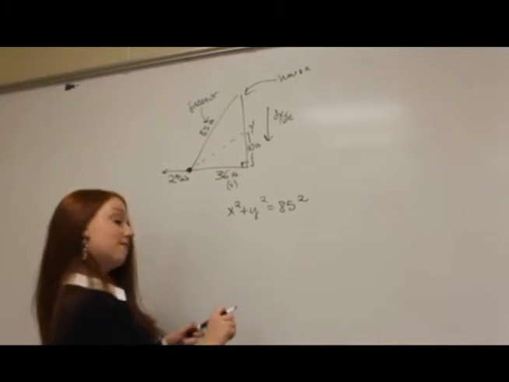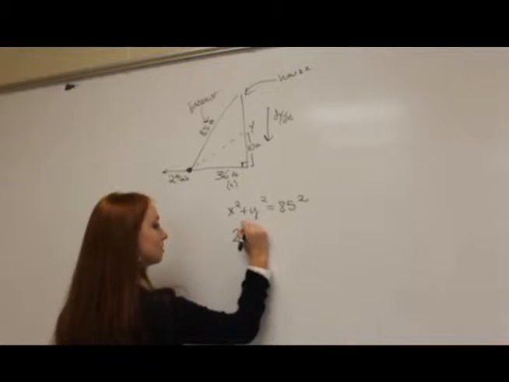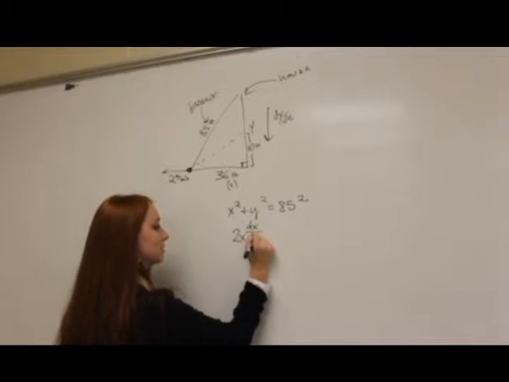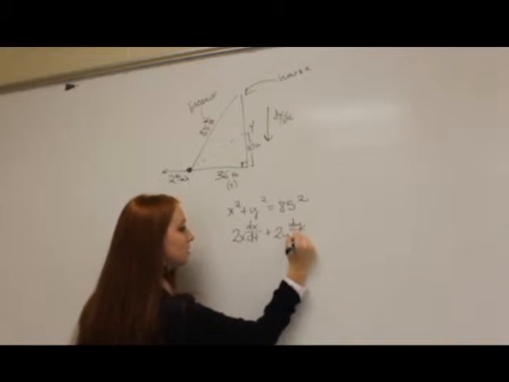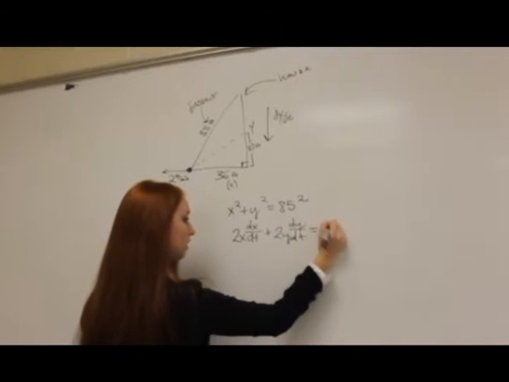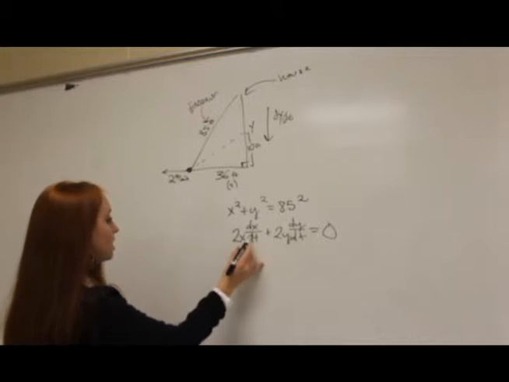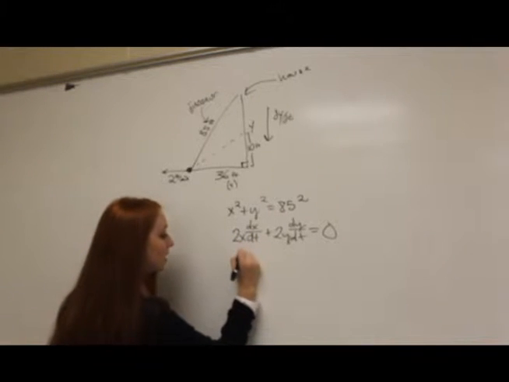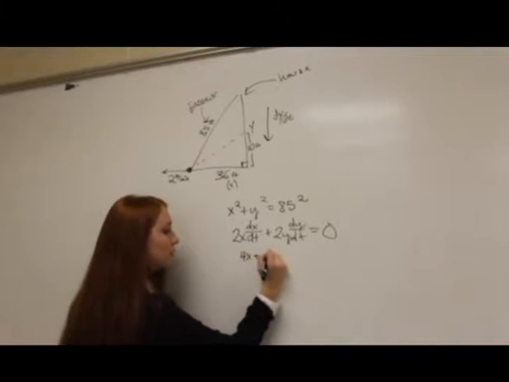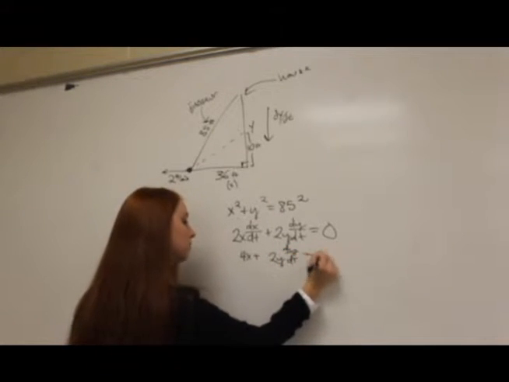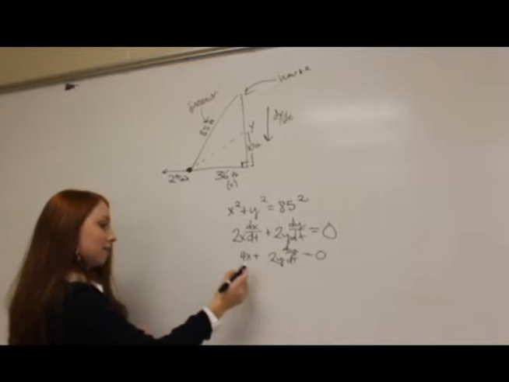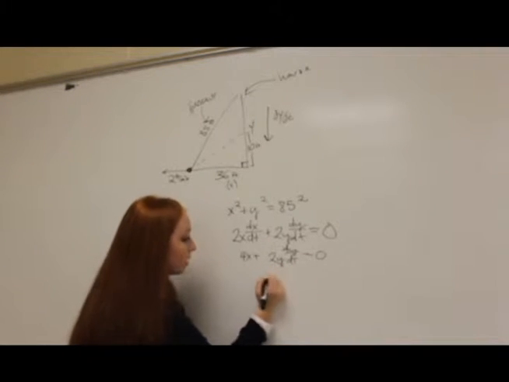And then we're going to find the derivative of this, which is 2x dx/dt plus 2y dy/dt equals 0. We know that the rate of change of x is 2 feet per minute, so we're going to plug that in, and that's going to be 4x plus 2y dy/dt equals 0. Then we're going to take 4x and move it to the other side and solve for dy/dt.